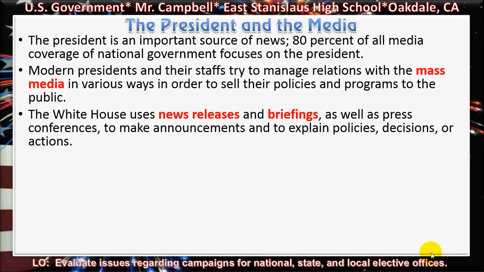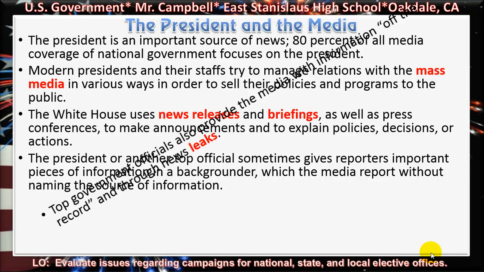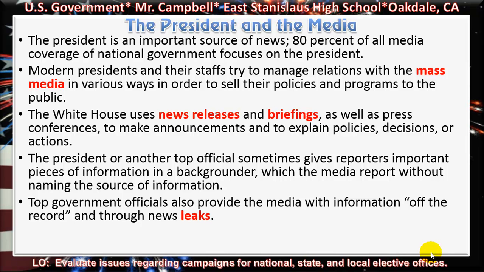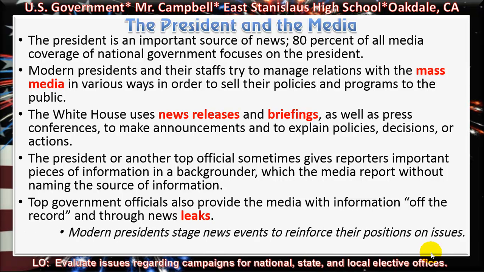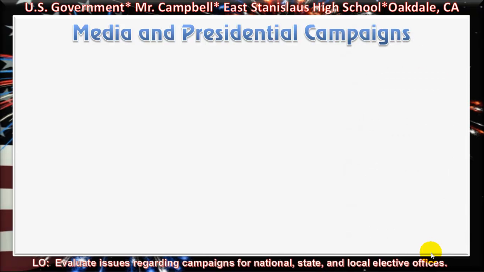The White House uses news releases and briefings, as well as press conferences, to make announcements and to explain policies, decisions, or actions. The president or another top official sometimes gives reporters important pieces of information in a backgrounder, which the media report without naming the source of the information. Top government officials also provide the media with information off the record and through news leaks. Modern presidents stage news events to reinforce their positions on issues.